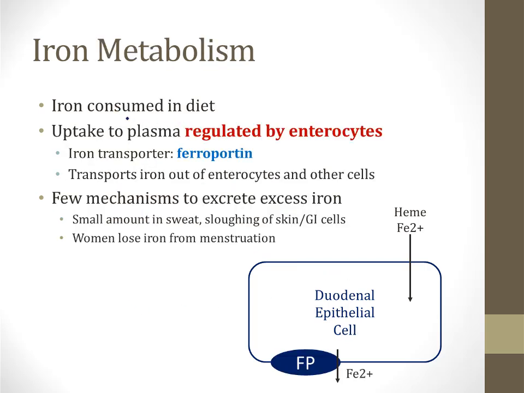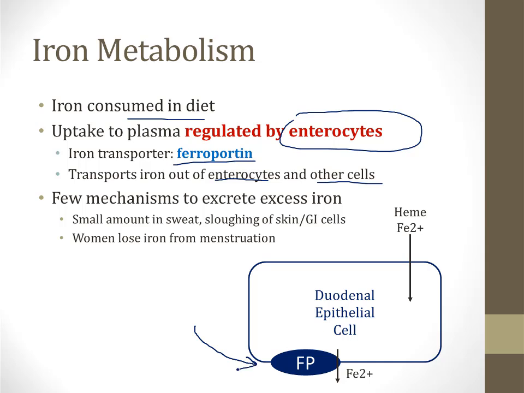Once we consume iron in our diet, the uptake into the body is regulated by enterocytes, and this is the major way by which we regulate the amount of iron in our body. There's an iron transporter called ferroportin, which is found on enterocytes. It's also found on other cells in the body, and it controls the amount of iron that is released from the duodenal epithelial cells into the body.